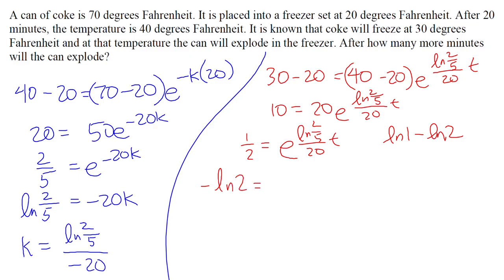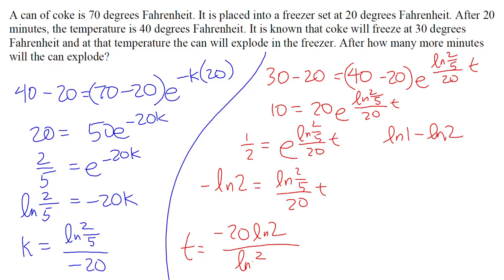If we take the natural log of the right-hand side, the e kind of goes away, right? So we just end up with ln of 2/5 over 20 times t. Or t is negative 20 ln 2 over the natural log of 2/5.